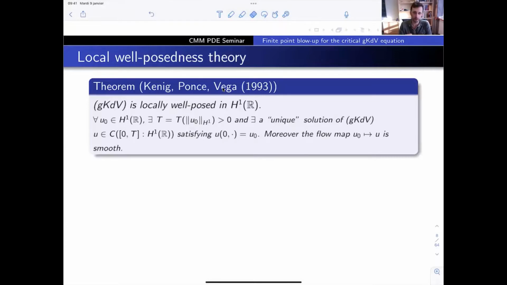Okay, so here's the only subtlety: when I say unique, actually it's unique in a function space which is a little smaller than the continuous functions with values in H1. So you have to build a resolution space with more norms somehow to get the uniqueness.